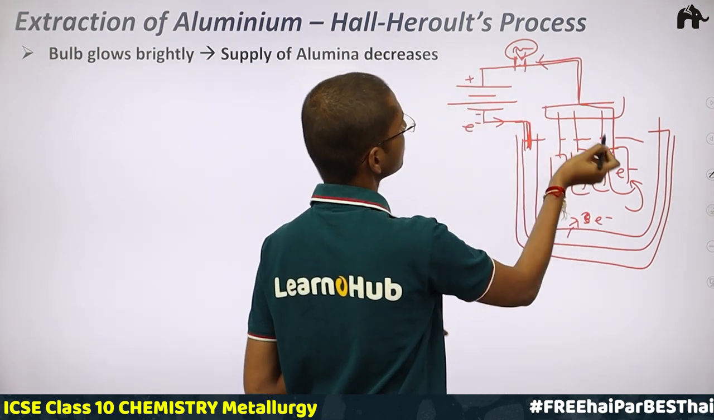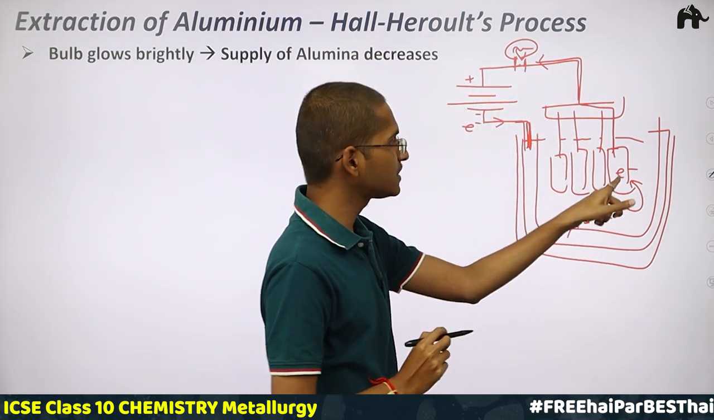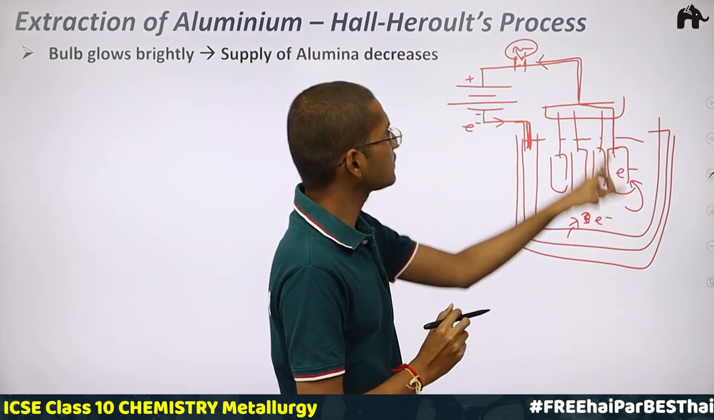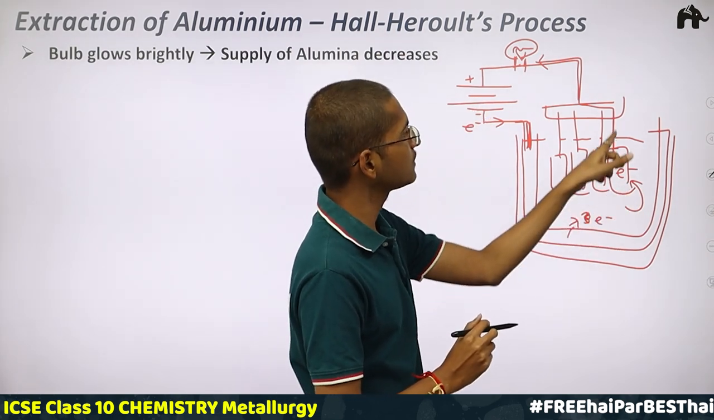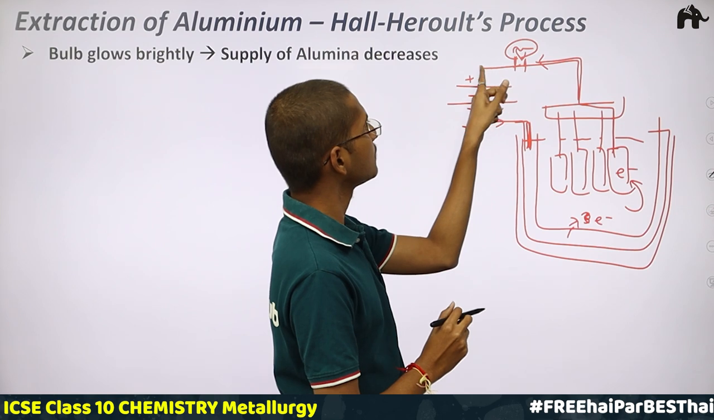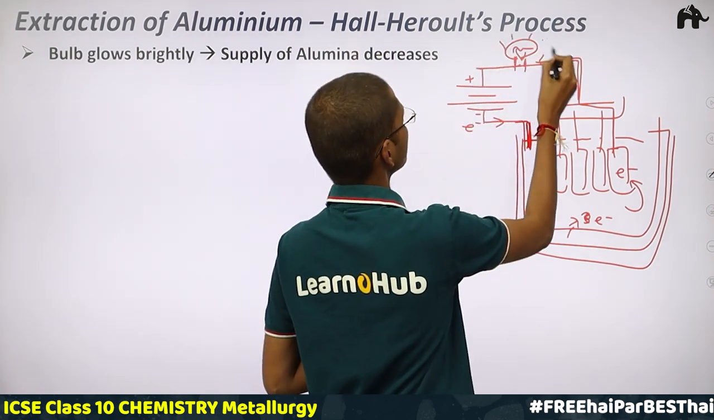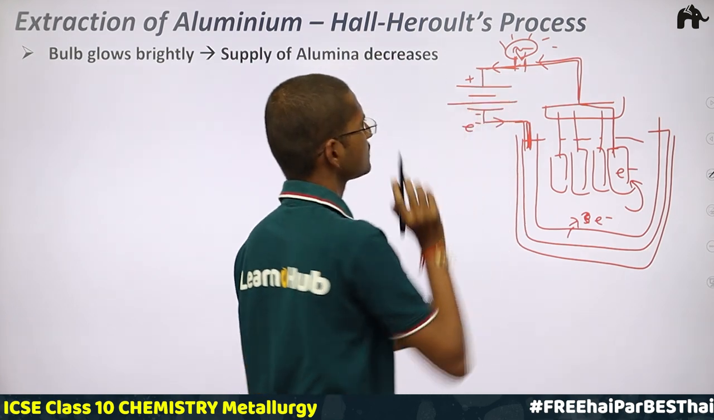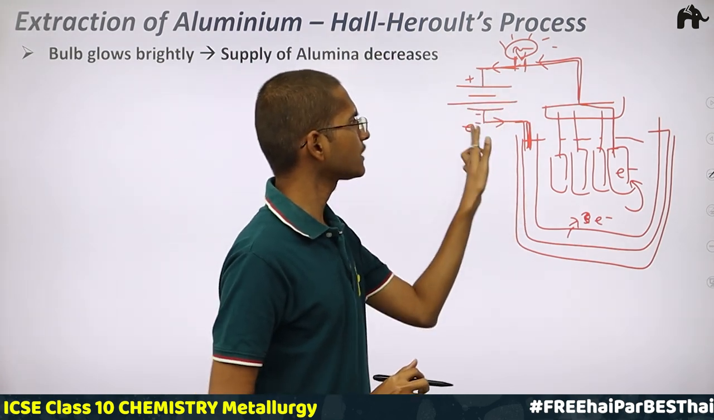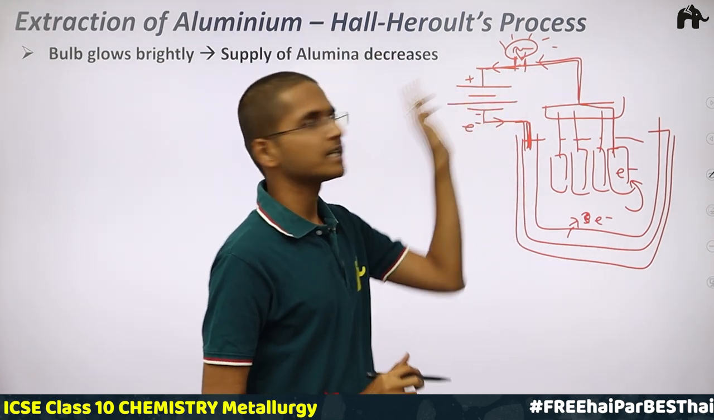Because of this, now the circuit is getting completed, right? The electrons are reaching here. If the electrons are not reaching here, the bulb will not glow. But since they are reaching here, these electrons now flow through this circuit and the bulb is glowing. Okay, right? We know this basic thing and it reaches the positive terminal. And the same thing goes on. Again, the electron from the negative terminal would travel the same path.